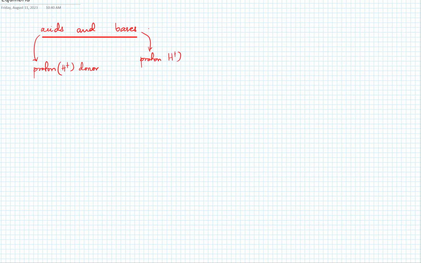I thought you meant like a full definition. That's why I was a bit confused. That's it. That's the definition. Okay. So a proton donor, a proton acceptor.